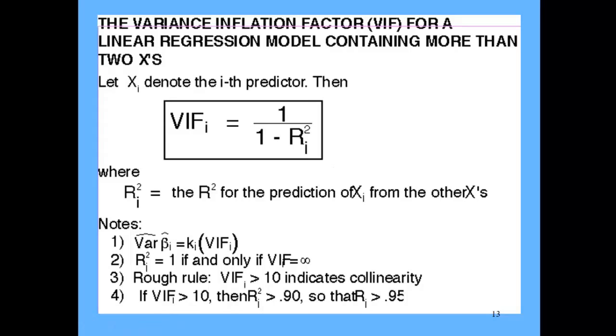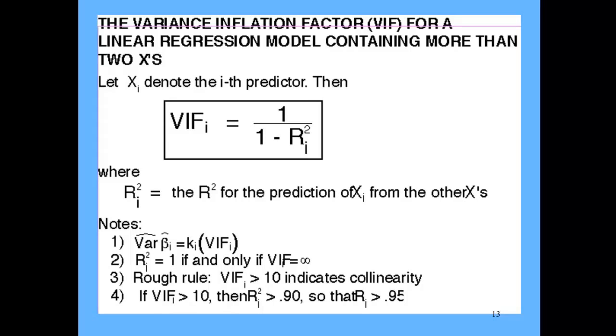Just a little algebra, the r squared has to be greater than 0.90, and so the r has to be greater than 0.95. So if you've got a VIF that's greater than 10, that suggests that this one variable is being strongly predicted by the other variables. That's a way of coming up with why 10. Now, if the VIF had to be greater than 20, that would require something more stringent. 20 is more stringent than 10.